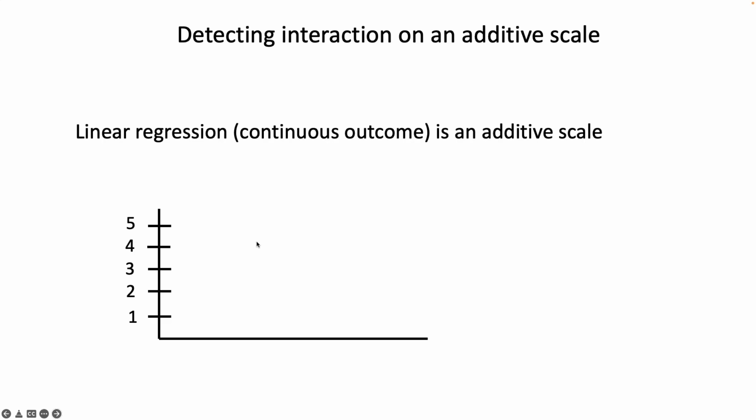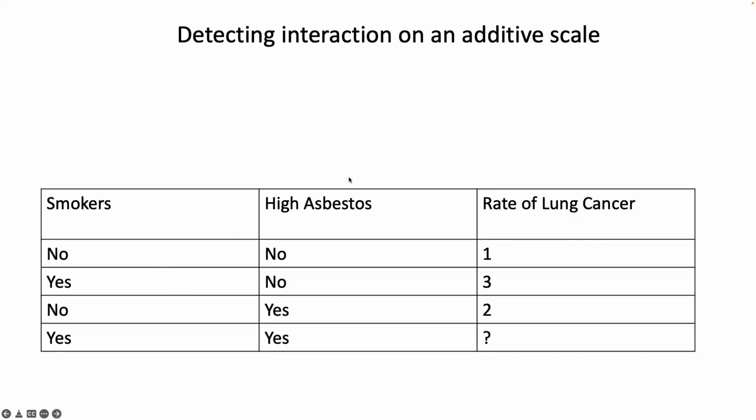I also just wanted to illustrate how interaction is detected on an additive and multiplicative scale. An additive scale is how linear regression takes place, where the increments of the y-axis go up by an equal amount each time. I just wanted to describe this with a table of the rate of lung cancer depending on whether someone is exposed to asbestos or is a smoker. Obviously the lowest rate is when you're neither, then higher when you're a smoker with no asbestos, and also above the baseline risk when you're exposed to asbestos but not a smoker.